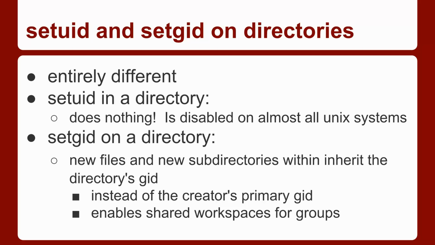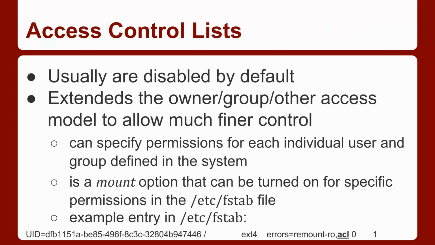As a side note, it's important to note that set UID and set GID on directories act entirely differently. Set UID does nothing on a directory. It's usually disabled or an invalid operation. Set GID, however, makes it so that any new files, any new subdirectories, and anything recursively inside it all inherit the GID provided.